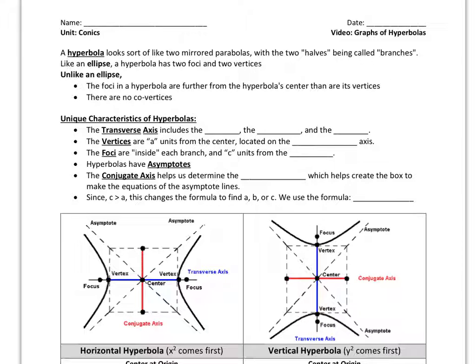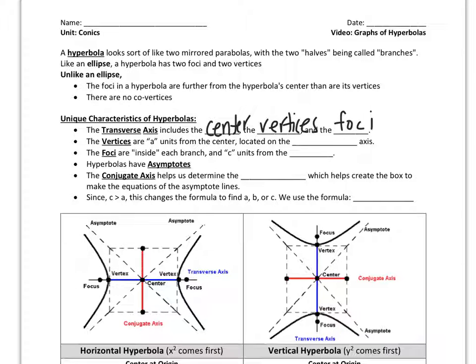Instead of a major and a minor axis, we have a transverse axis. So our transverse axis here is our main axis. It includes the center, the two vertices, and the foci. So that's what we're going to write in here. It includes the center, the vertices, and the foci.